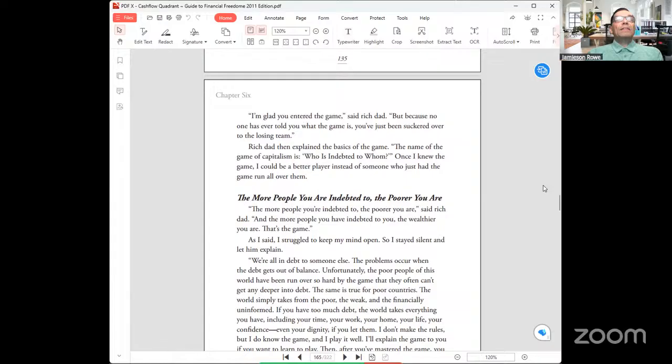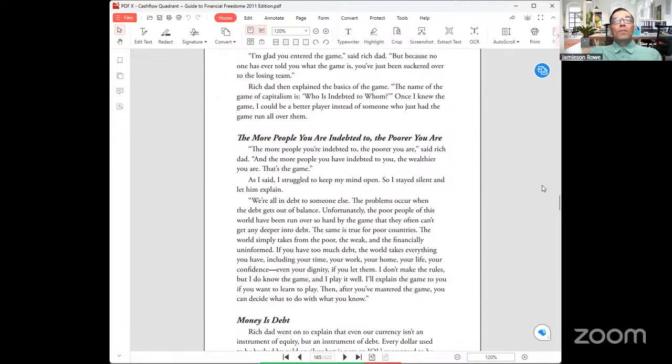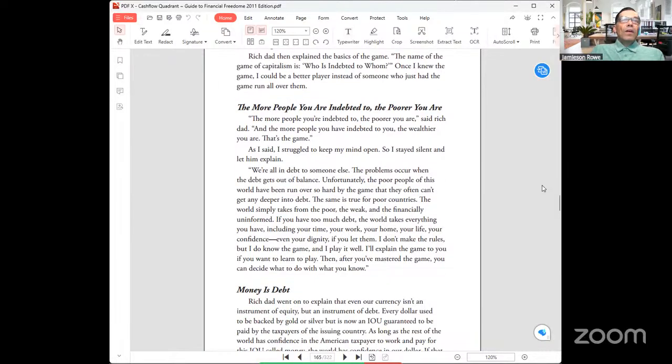The name of the game of capitalism is who is indebted to who. Once I knew the game, I could be a better player instead of someone who just had the game run all over them. The more people you are indebted to, the poorer you are, said Rich Dad. And the more people you have indebted to you, the wealthier you are. That's the game. Capitalism, the biggest game in the world.